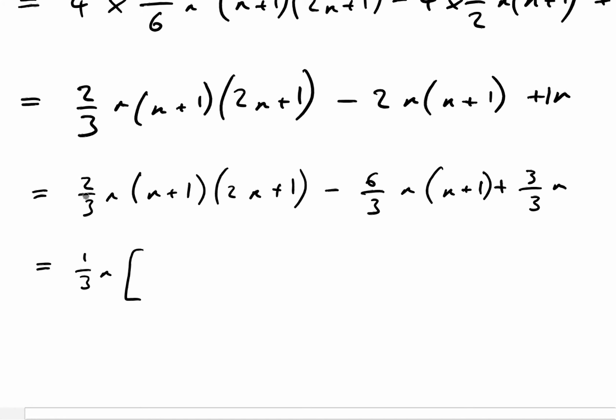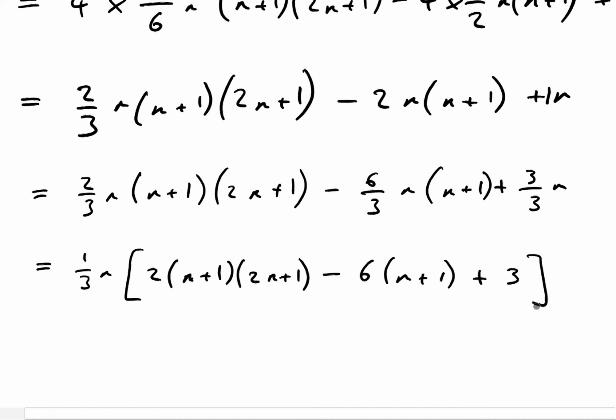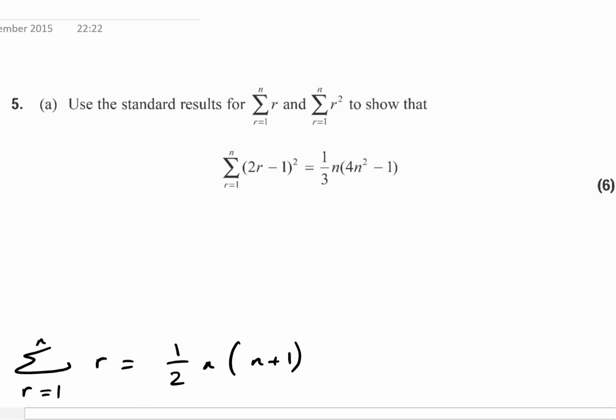And we're left behind 2 multiplied by this thing. Remember, we've taken out a third of the n. So 2 multiplied by n plus 1 multiplied by 2n plus 1, minus 6, taking out the third and the n, we're left with n plus 1, plus, well, we've taken out the over 3, the third and the n. So we're just left with the 3 here. So we've now got pretty close to what this is.